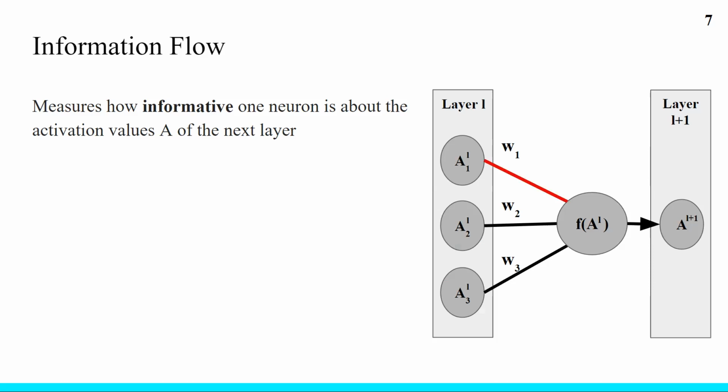So in this case, perhaps among these three weights, the first neuron is reliably, across all of the data that you're looking at, giving you a good indicator of the values that are taken by the next layer. So you would say that that one has a higher information flow than the other ones.